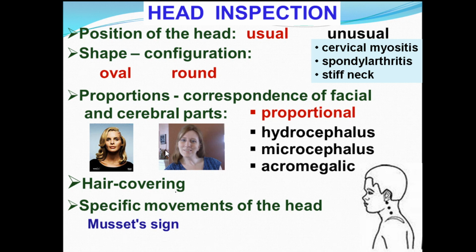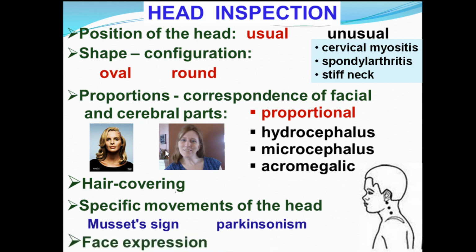Now I want you to remember two specific movements. Musset sign, when the head moves synchronously with pulsation of the arterial pulse or carotid artery, and Parkinsonism, when the movements of the head are uncontrolled and not correlated with any other movement. And we will obligatorily assess face expression depending on the definite situation. That is the order of the head inspection.